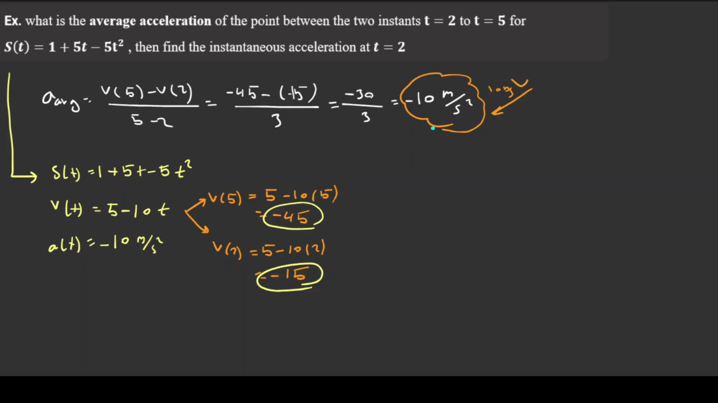So at 2, even if you substitute 2, a of 2, the instantaneous acceleration at 2, since acceleration is constant, is the same everywhere, so it is negative 10 meter per second squared. This means the velocity decreases by 10 meter per second at every second.